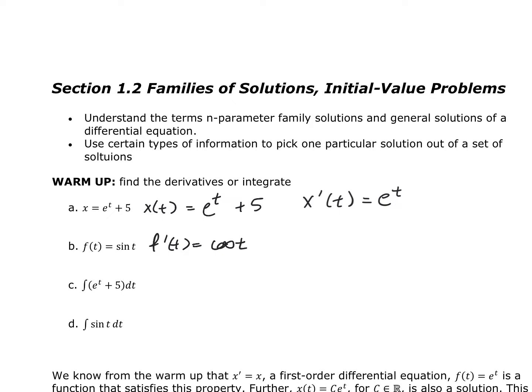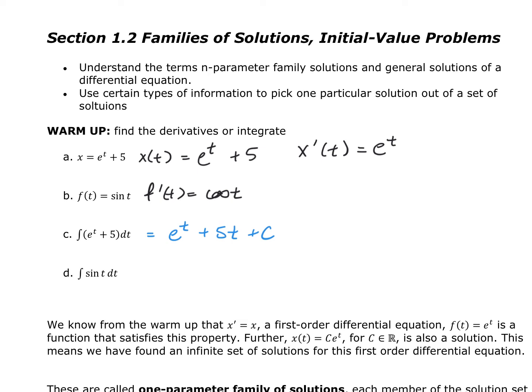If I were to integrate on C, we know this is going to integrate into e to the t plus 5t plus c. Nice, easy integration. And on D, if we were to integrate this, this would give us negative cosine of t plus c.